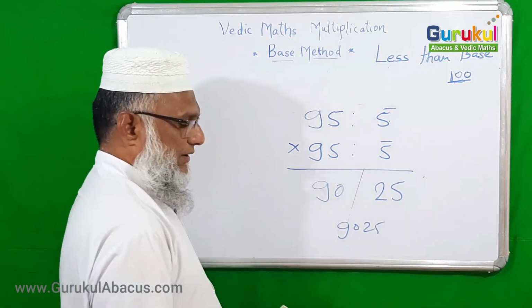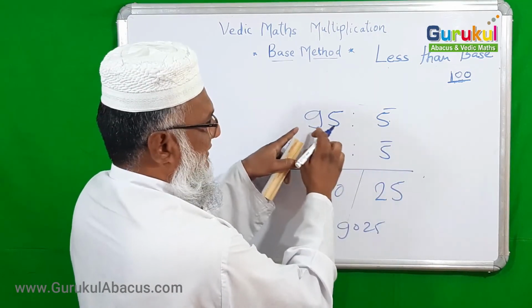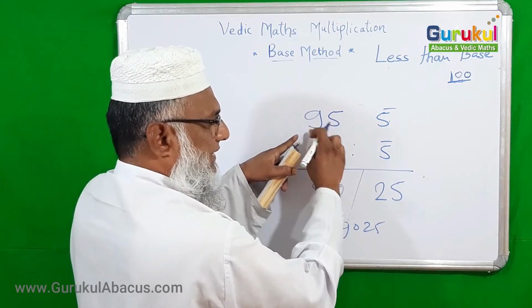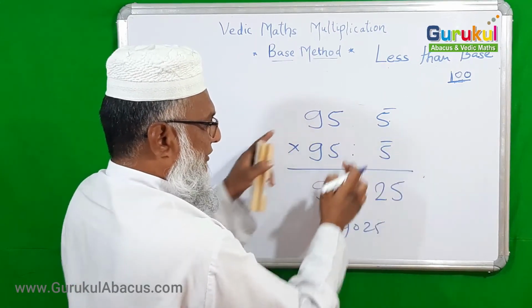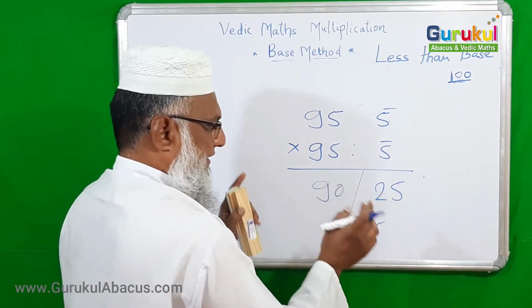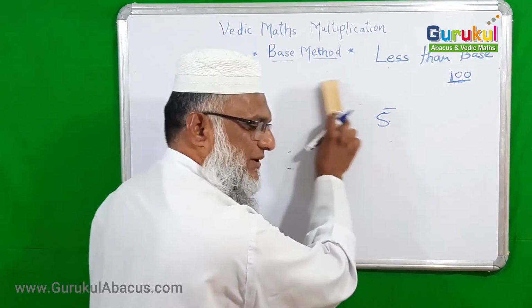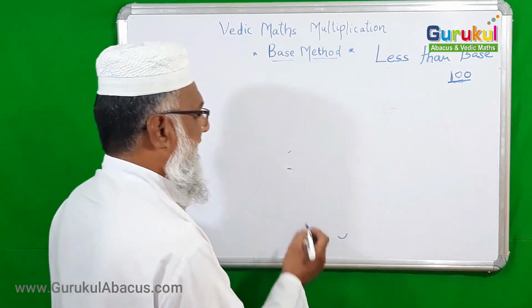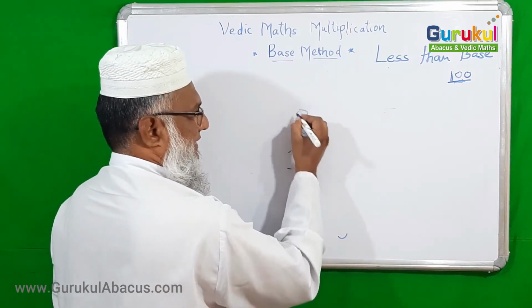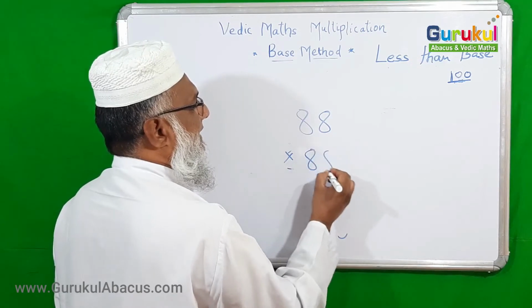Okay, here this number and this number have to combine. 95 minus 5, combining both, the answer is coming 90. You know it. Okay, we are rubbing this example, and now we are turning to one more example. That would be 88 multiplied by 88.